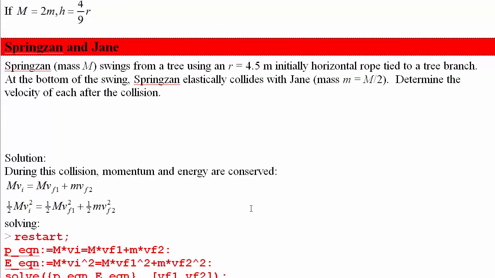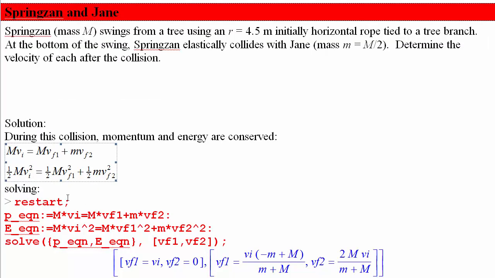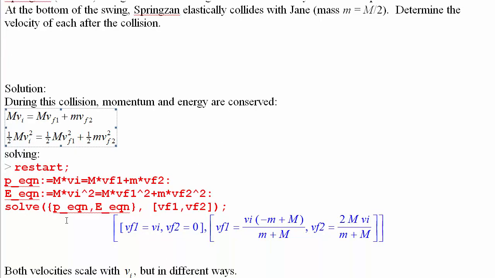All right, so this is an elastic collision, which means momentum and energy are conserved. This time we're going to solve the system of two equations using Maple. So here's some code that you can use to do that. The notation of Maple's a little bit finicky with its syntax. It needs the list of equations to be in curly brackets, but then it wants the variables that you want to solve for in square brackets.